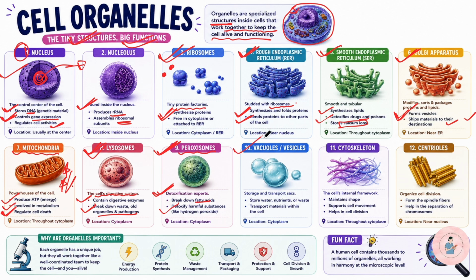Next is vacuoles or vesicles. These are the storage and transport sacs. They store the water, they store the nutrients and the waste material. They transport the material within the cell.